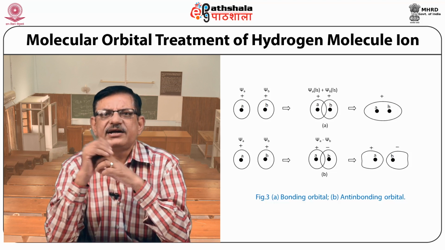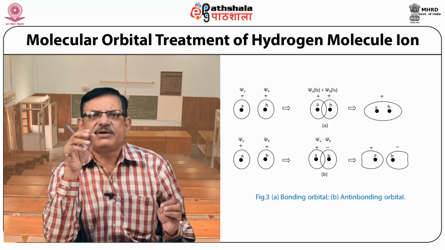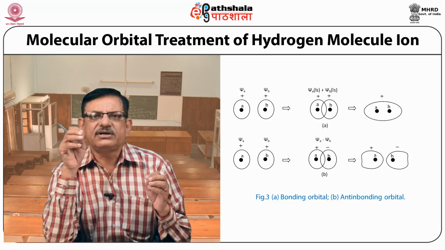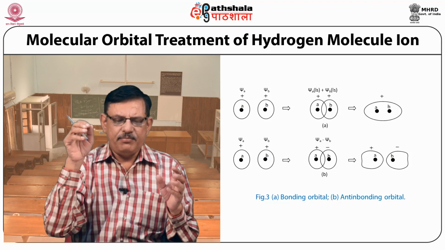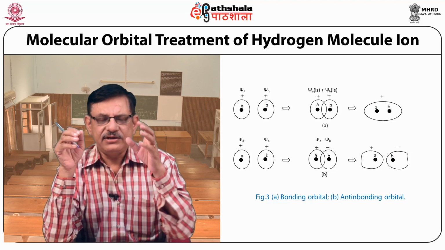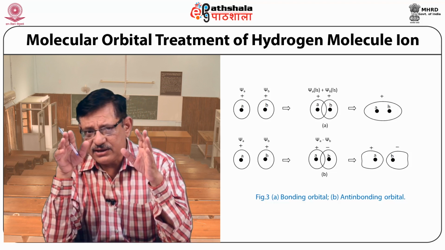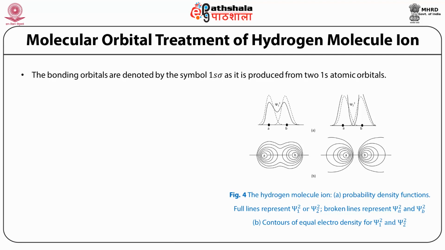Molecular orbitals that are symmetrical about the internuclear axis are designated by a sigma, and those which are not symmetrical about the internuclear axis are designated by pi. The figure gives us the bonding orbitals and the anti-bonding orbitals. The bonding orbitals are denoted by the symbol 1s sigma, as it is produced from two 1s atomic orbitals.